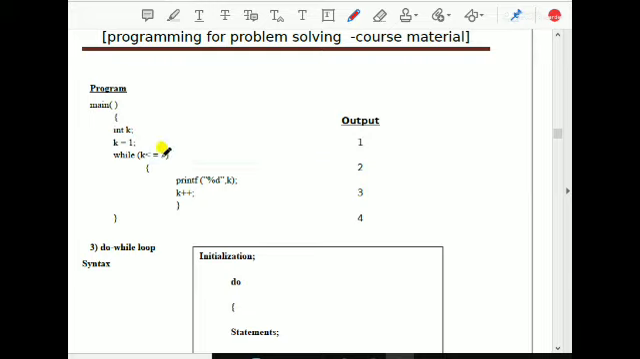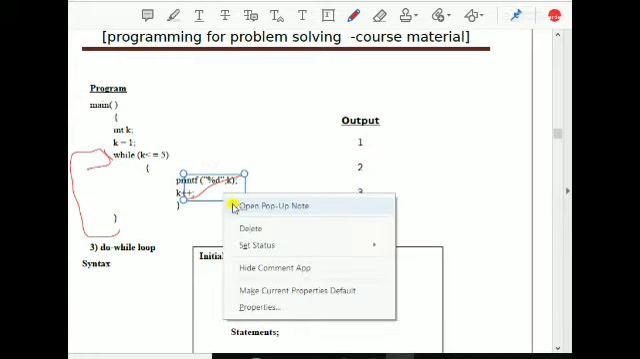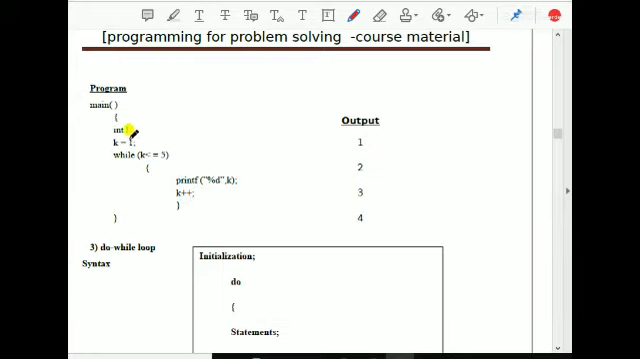So if k is... no, not if, we are using else. While k is less than or equal to 5, printf %d comma k. First it will print 1, and after that it will increment that value and go back up. After incrementing the value, it is 2.